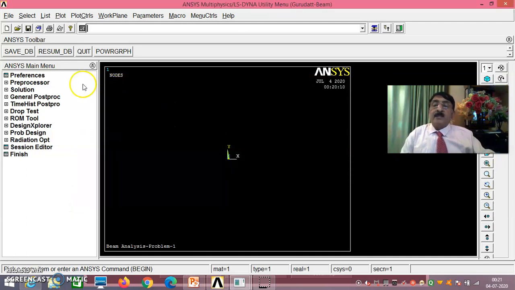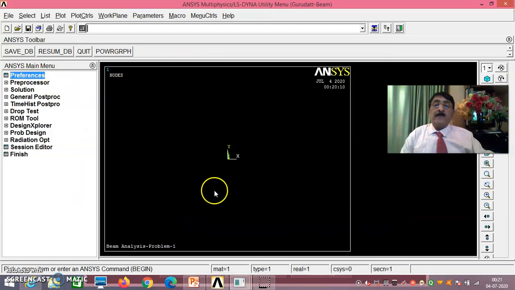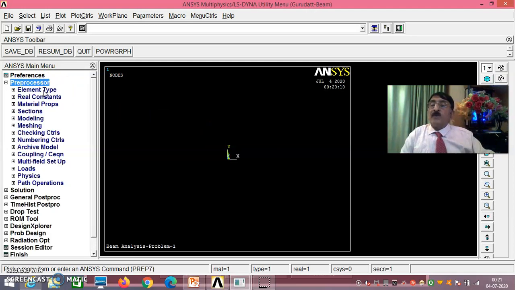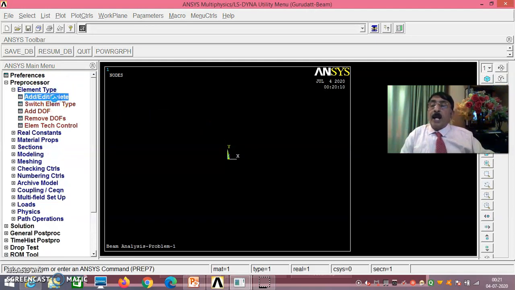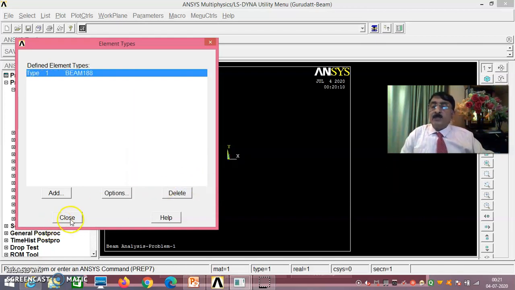Now anyway, see here. Now I'll go for preferences, structural, okay. This is the step-by-step procedure of Ansys. Preprocessor, element type, add, edit, delete, add you go. Now it is beam. What will support our analysis is Beam 2 node 188. Remember, this is the element which will support our analysis. Compulsorily take beam 2 node 188. You say okay, then you just say close.